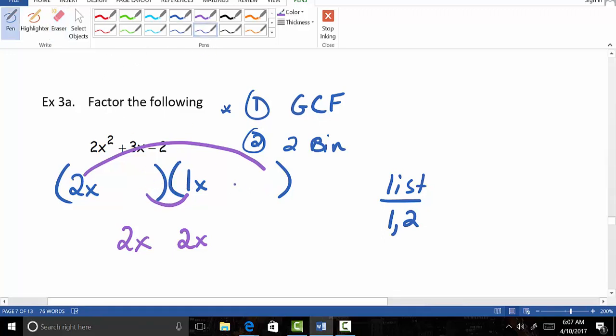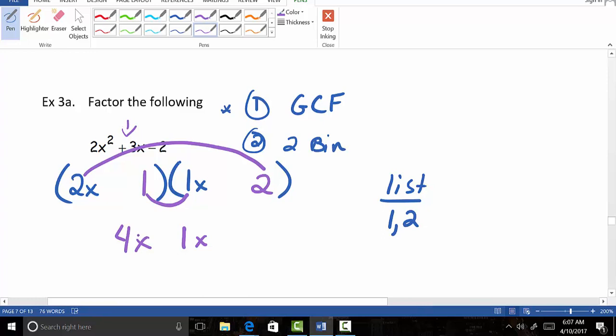Let's try swapping the 2 now. Let's put the 1 here and possibly the 2 here. Now, when we do that, we end up with 2x times 2. Well, that gives us positive 4x. So again, positive 4x. And then when we multiply the inner 2 numbers, we end up with positive 1x. Well, when we combine these in any way, we can get a positive 3x. So that's a good sign.